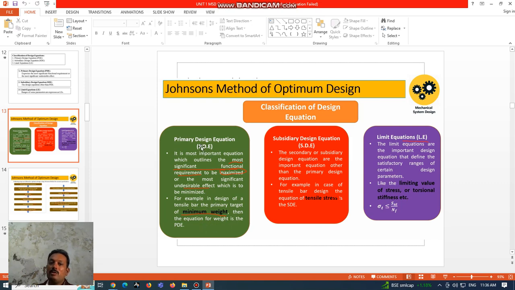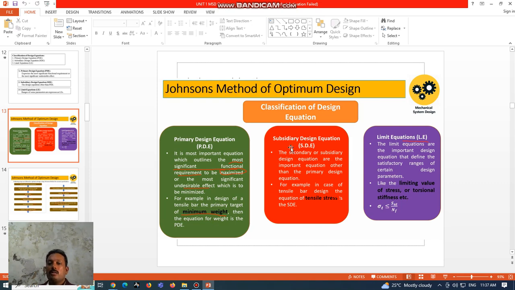Obviously, when we go for the design of any shaft or bar, weight consideration is very important, and we want to reduce the weight. Reducing the weight means minimizing the weight. So that is an undesirable effect. Weight is an undesirable effect, so we need to minimize it. So the P.D.E. will be for your weight consideration.